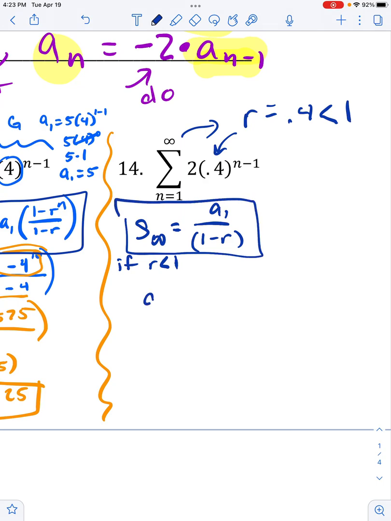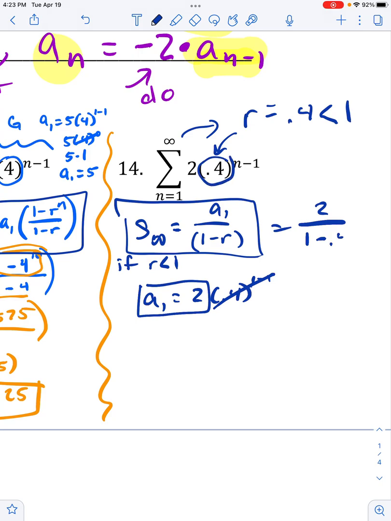So my first term, like it typically is, if you have this n minus 1 power, I'd be putting in a 1 for that n. So that would turn into the 0 power, making this all 1. So this is my first term. And then on the bottom, I have to do 1 minus r, but r is just the number raised to the power. And if I do this on my calculator, I'm going to end up with a decimal, and I don't really want a decimal, so I do math, enter, enter, and I get 10/3. Because a decimal can go on forever, whereas a fraction is the exact value.